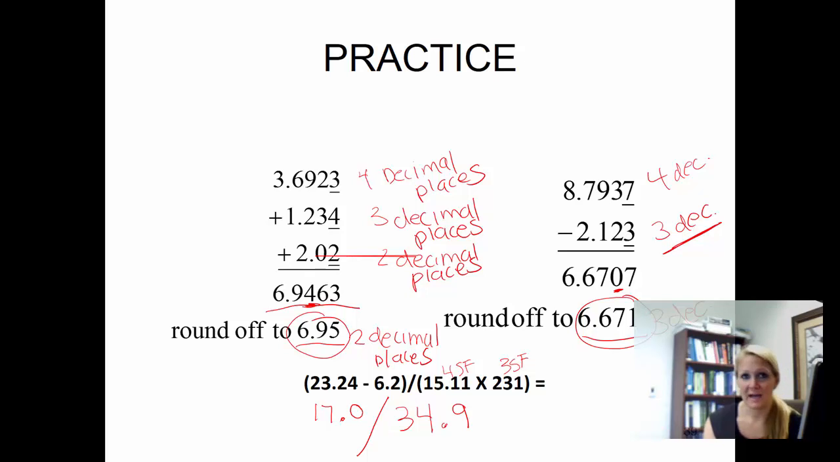And now we're going to divide. Division has the same rule as multiplication. Both of these numbers happen to have 3 sig figs. Remember, this 0 here is significant because it's behind the decimal place. So my answer is going to be reported to 3 sig figs. So 0.487.